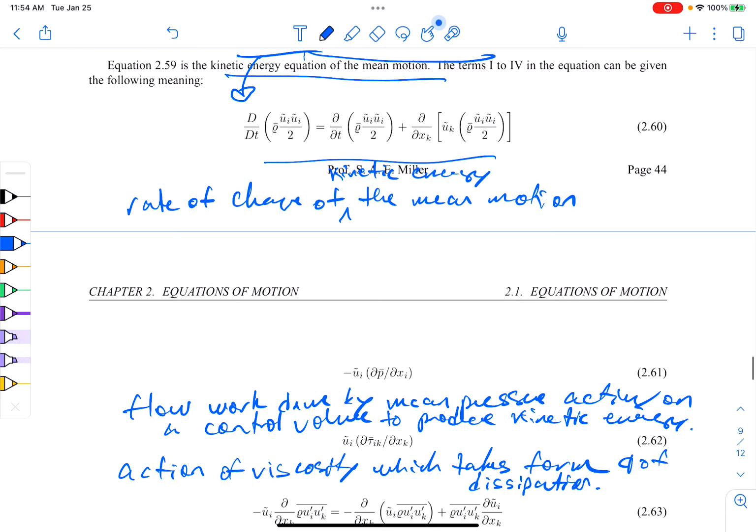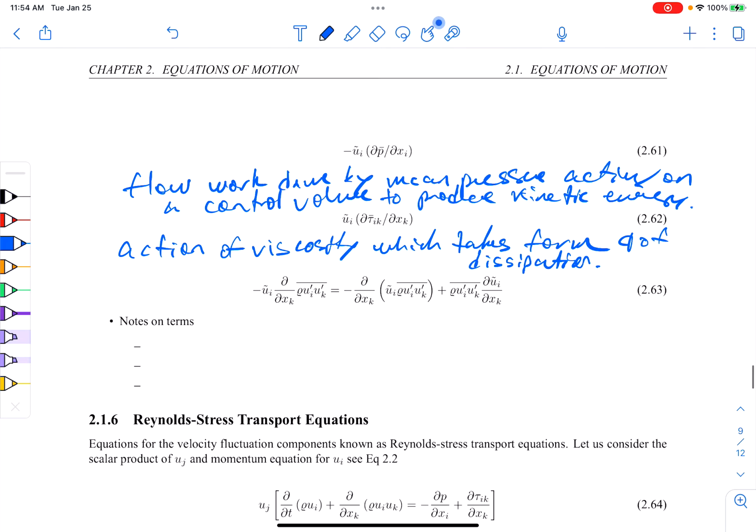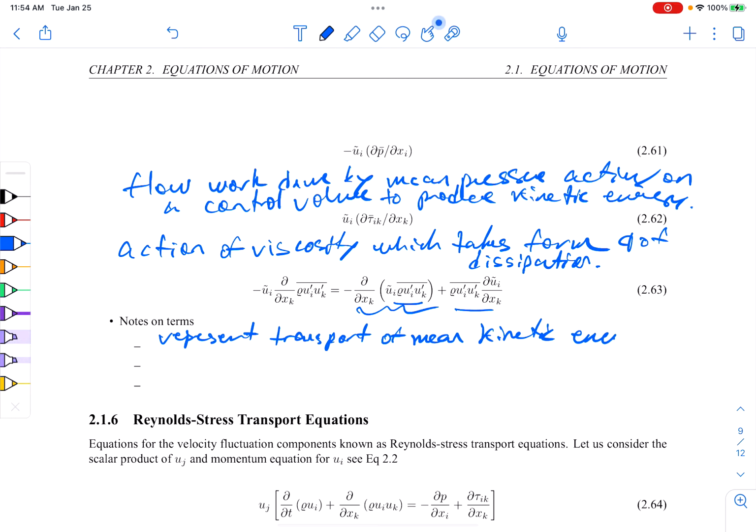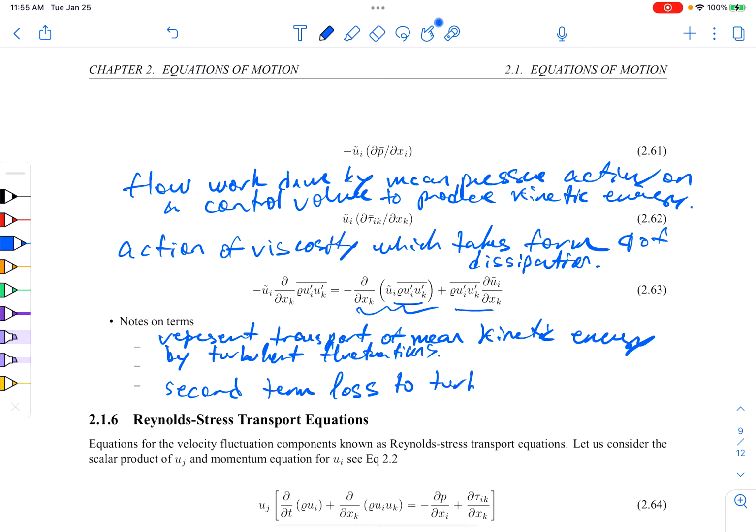Anyway, there's the last term of 259, and that can be expanded out like this into two parts. And you'll see the first term on the right-hand side, which is this one, will represent the transport of mean kinetic energy by turbulent fluctuations. And some people might call this the gain from the energy flux, or the divergence of the energy flux transmitted by the work of the mean flow against the Reynolds stresses. What a mouthful. The second term is nothing but a loss to turbulence of the right-hand side in terms of turbulent energy.